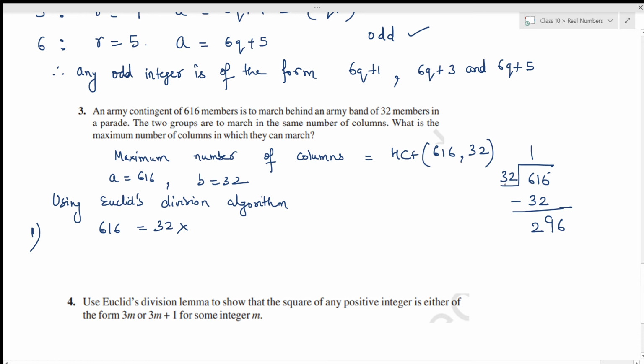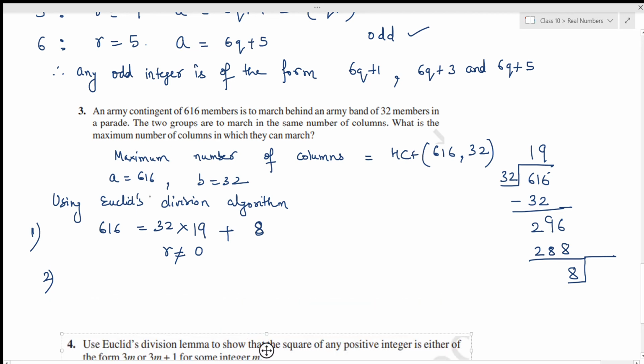Is it going? We can go for 9. What is 32 nines? 9 twos are 18, 1 carry over, and 28. So what remainder will I get? 16 minus 8 is 8. 8 is the remainder. Fine. So what I did is 32 into 19 plus the remainder is coming out as 8. Now here the remainder is not equal to 0. So I will continue with my division algorithm.